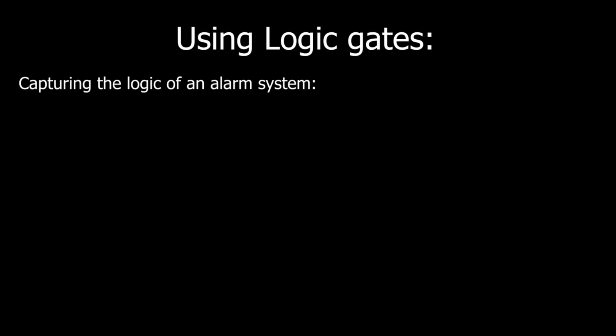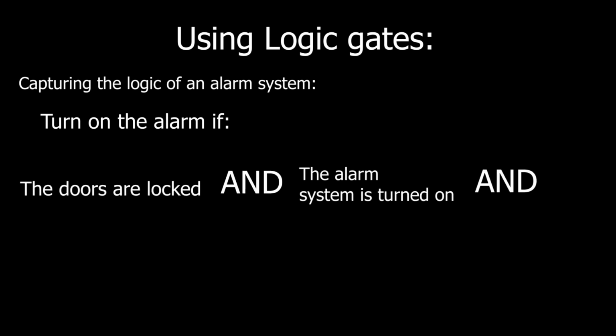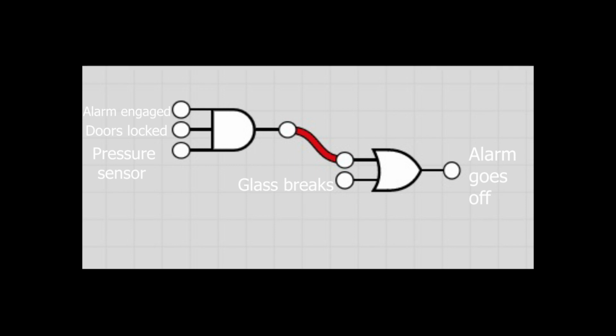A very basic example of this could be an alarm system circuit behavior that can be simplified with logic gates. Let's say, for example, you want to turn on the alarm if the doors are locked and the alarm system is turned on and the pressure sensor detects something or the glass breaks. This can be captured with the following logic. Before writing any Verilog code, I would suggest reviewing these concepts until you feel comfortable using them conceptually.